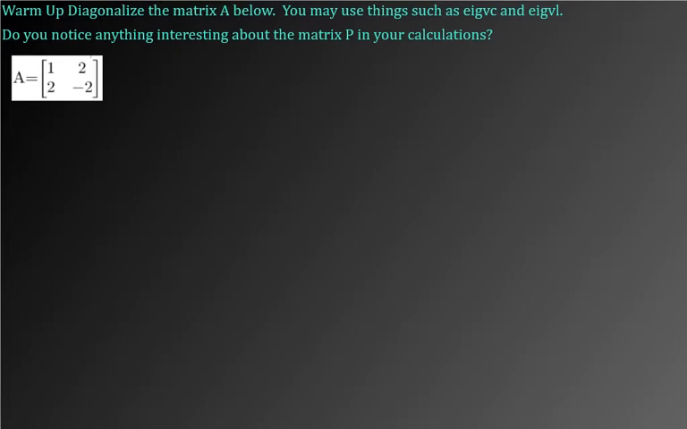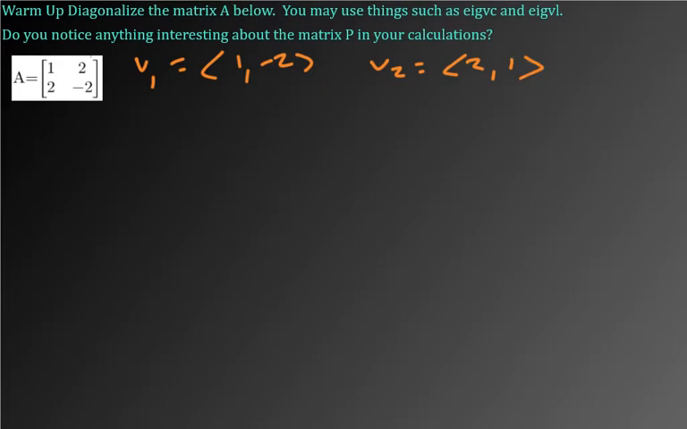Today we're going to talk about something called orthogonal diagonalization. To motivate this, I'm going to work through a problem. I'm going to start with this matrix here, and I just want to diagonalize it. If you use an eigenvector, eigenvalue calculator, or Symbolab, or something like that, you're going to notice that the vectors are, let's say, v1 equals (1, -2) and v2 is (2, 1).